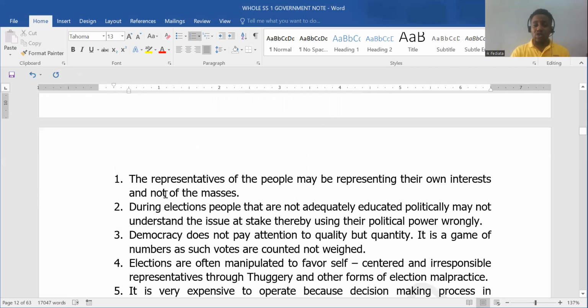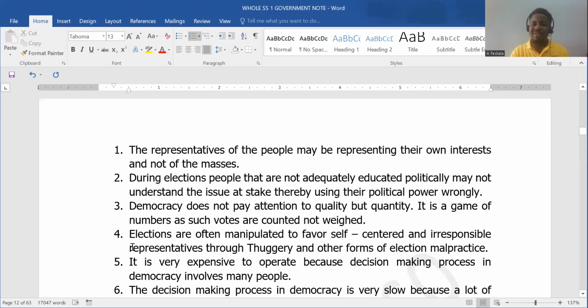Let's look at the demerits. Sometimes the representatives who the people elect end up representing their own personal interests. During the course of elections, people that are not properly sensitized don't even know what is at stake, can vote wrongly and put all of us into trouble. They vote from a place of ignorance. Another issue is that democracy, because it's a game of numbers, deals more with quantity, not quality, right? Elections can also be manipulated. So you can vote for the right person and the right person will still lose, even though he won.